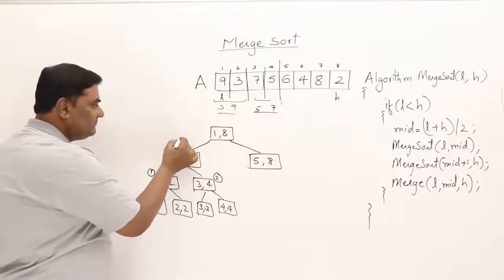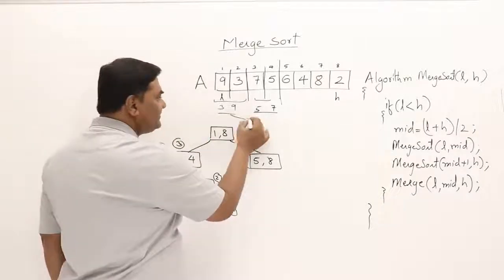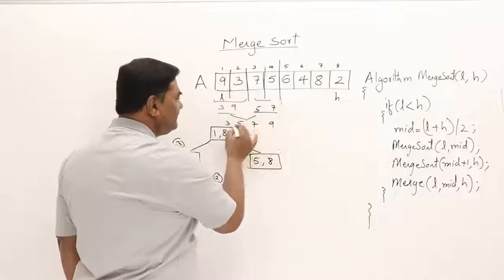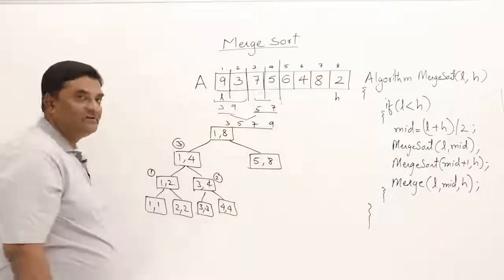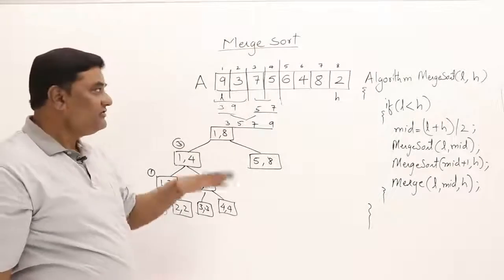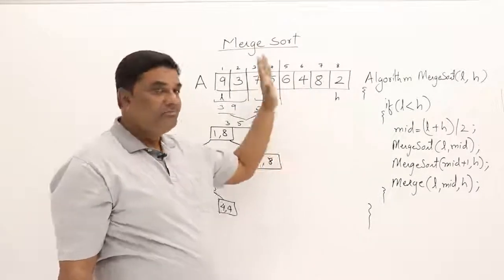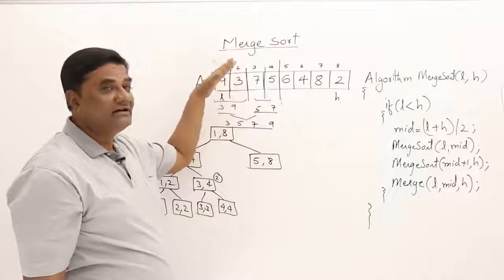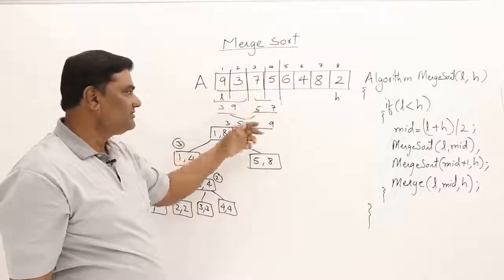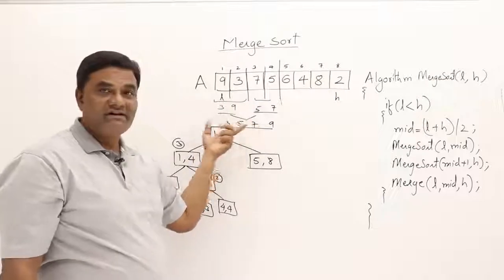So this is the third merge. So it will merge these two. So the result is 3, 5, 7, 9. Now this side is sorted. Actually we have to sort this whole array. Break it and break it and break it. Now 2 elements merge, 2 elements merge. Now merge these two also. So this side is sorted.